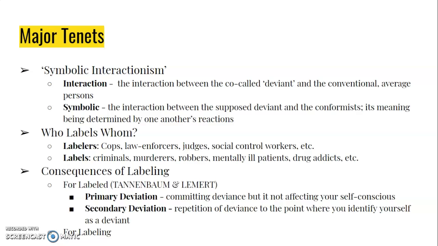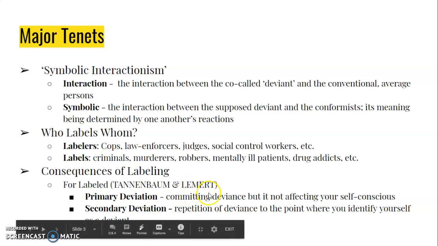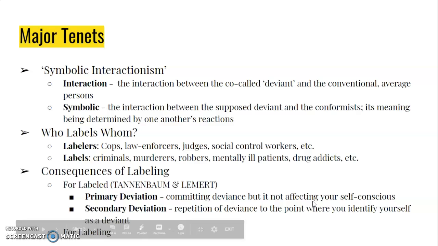They broke down the steps of labeling into two parts: primary deviation and secondary deviation. Primary is committing deviance, but it is not affecting your self-consciousness. So let's do the same application, just in a different narrative. Let's say this child, in the very beginning, picks up the nickel this time. And it doesn't affect their consciousness.